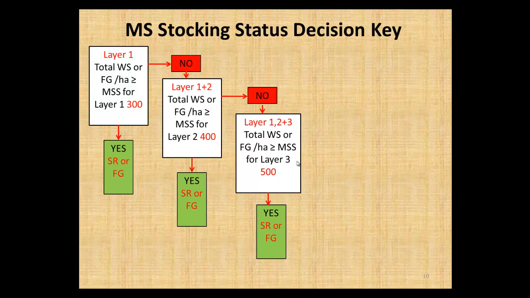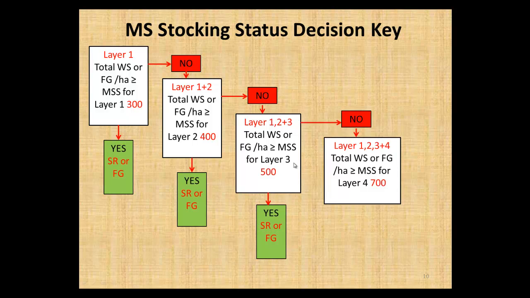You can actually end at that point, depending on your layer tally. And if we didn't, then again, we add the whole enchilada together, all 4 layers together. Have we met 700, which is sort of our regular minimum for even age stocking standards in most stands in the interior? If we did, great, then we've met our obligations. If we didn't, then we're an NSR, not free growing situation.